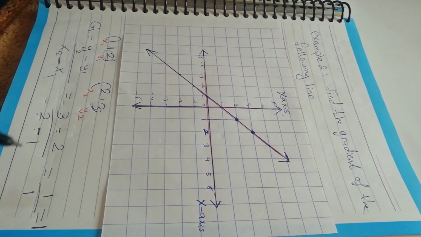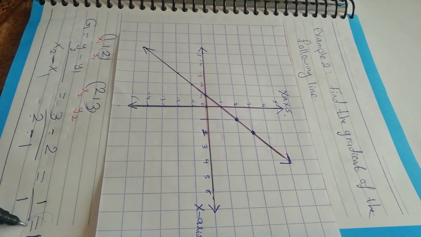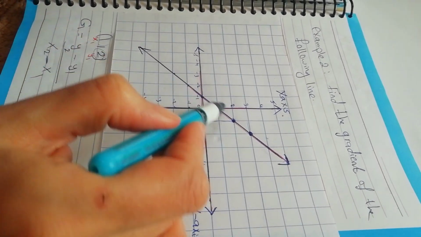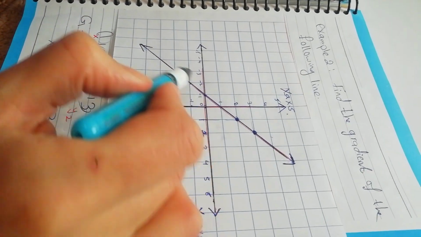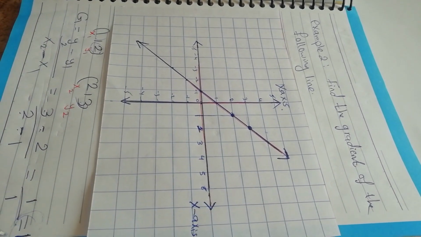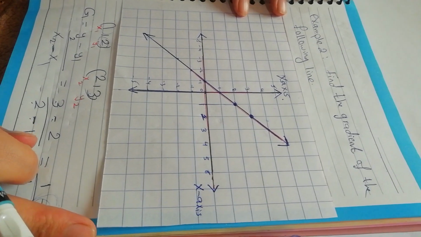Now you have to know that the slope is positive. The line is increasing from down to up. The line is increasing, so you have to know this information.